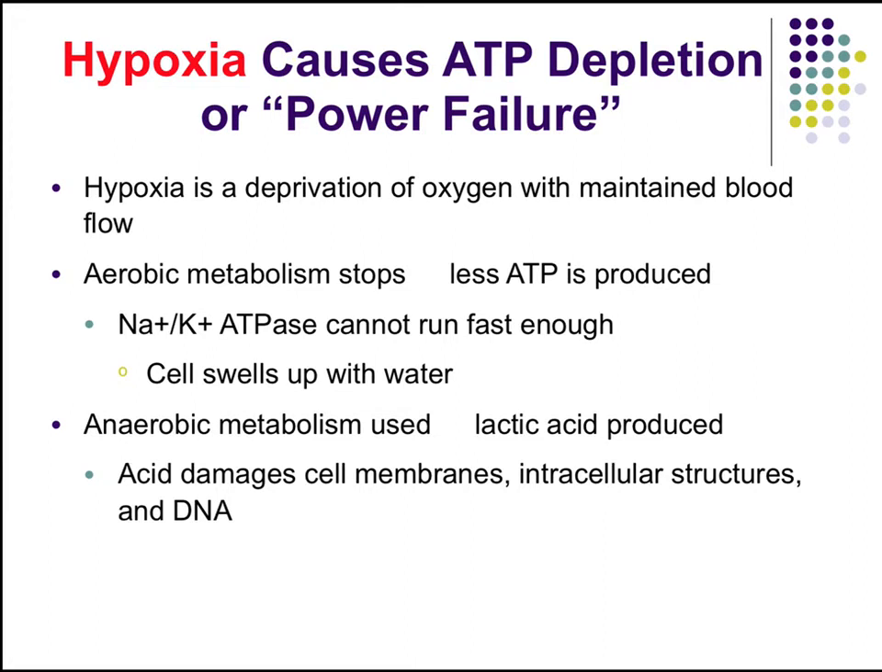Without enough oxygen, we will go to doing anaerobic metabolism to make energy, and first of all, that creates less ATP. So with aerobic, we can make up to 32 ATP per glucose. With anaerobic, we're only going to make 2. And in addition, with anaerobic, we make lactic acid as a byproduct. So we have to think about metabolic acidosis and then the negative impact lactic acid buildup can have in our cells, like damaging our cell membranes or our intracellular structures or our DNA.